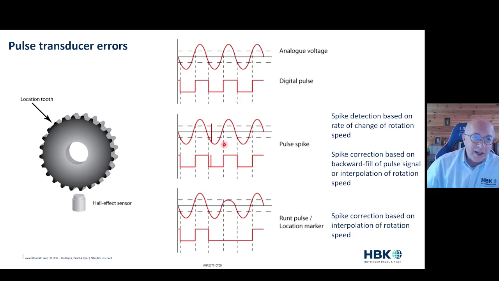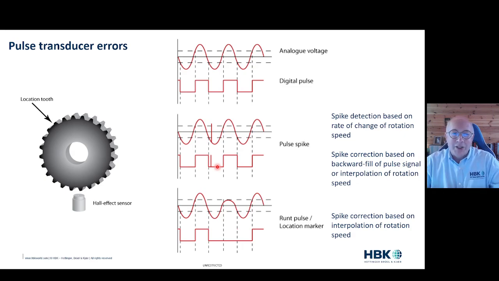Now, sometimes what we've got is a pulse spike. So sometimes we've got what looks like a pulse, but it's wrong. It's not real. So we don't have the analog voltage usually, we usually have a pulse. So in this case, a good way of looking at it is actually look at the rotation speed and look for spikes in the rotation speed, just like we saw before.